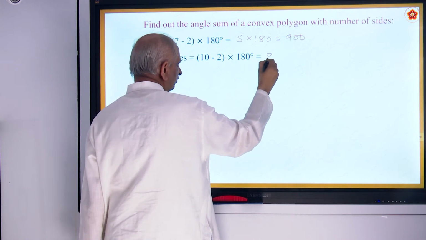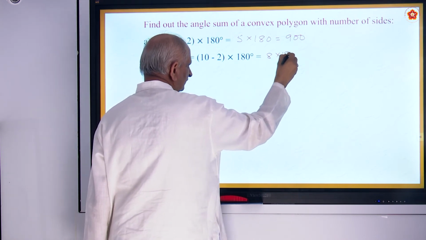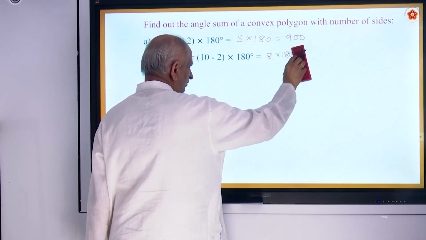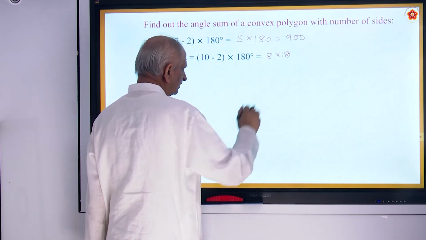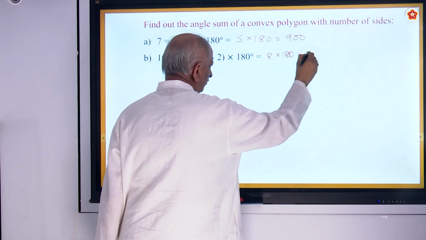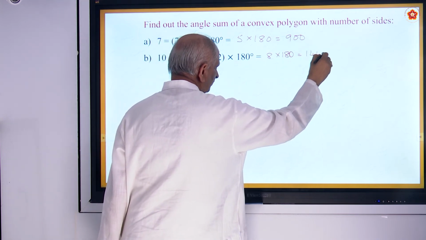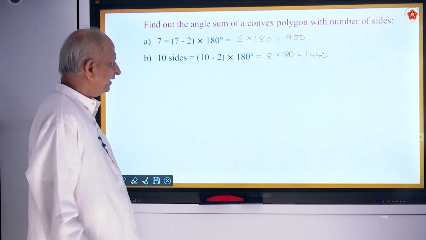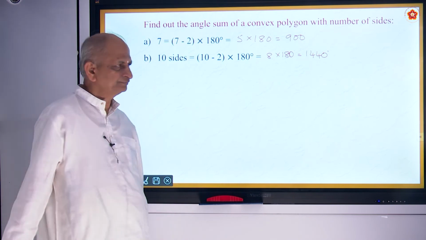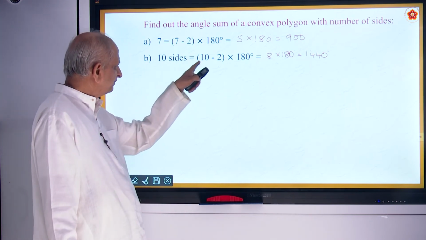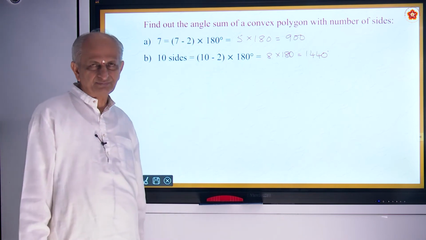This is 8 into 180. 18 eights are 144, followed by 0, 1440. Like that you can go on extending. What you must do is: number of sides minus 2, into 180, that is all.